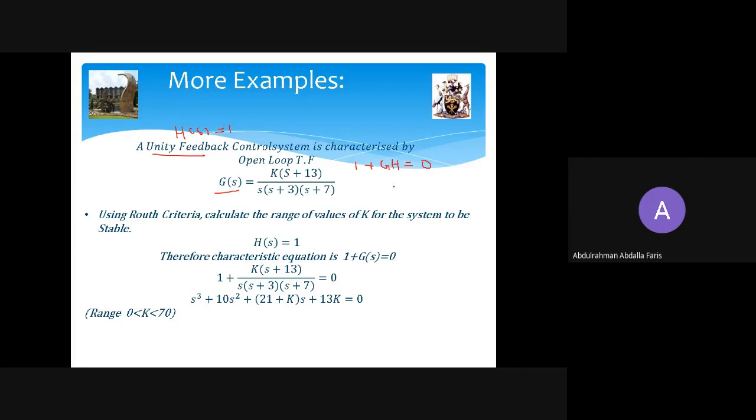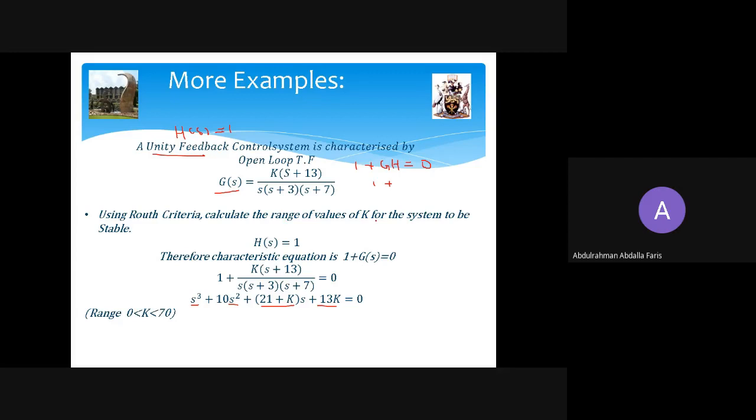So 1 plus this value, and we know H is equal to 1. Once you have that, you'll have something like this. You multiply this denominator up here and this term, then rearrange in terms of s. So using Routh-Hurwitz criteria, calculate the range of values of K for the system to be stable.